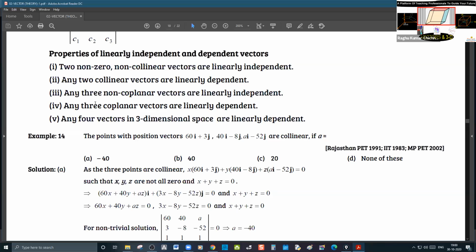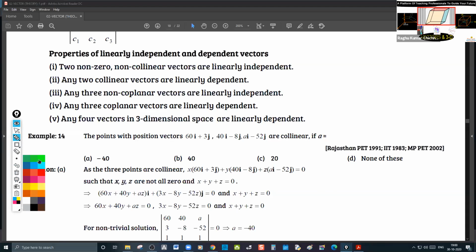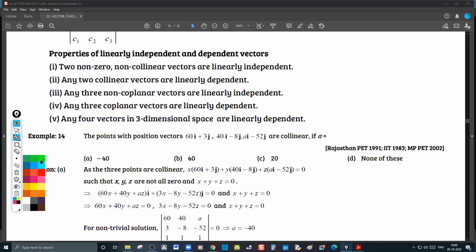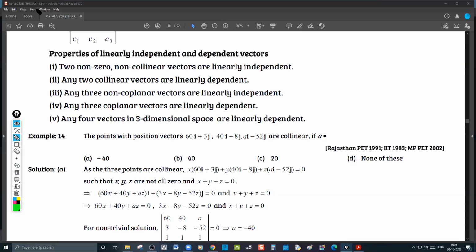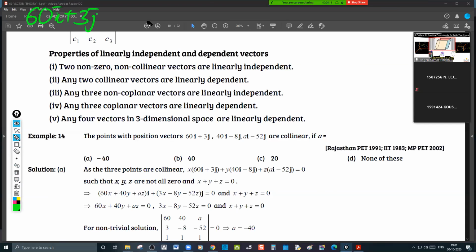Now let us see the 14th problem, please. Kaushik, please read example 14 there. The points with position vectors 60i plus 3j, 40i minus 8j, ai minus 52j are collinear if a equals to.